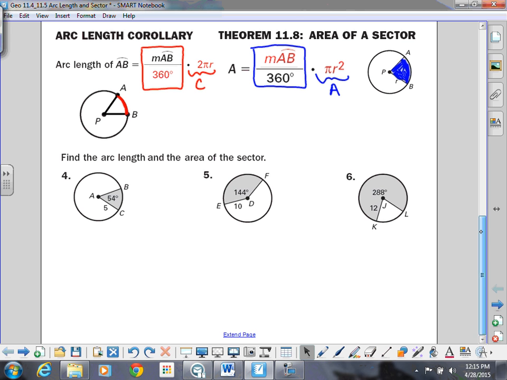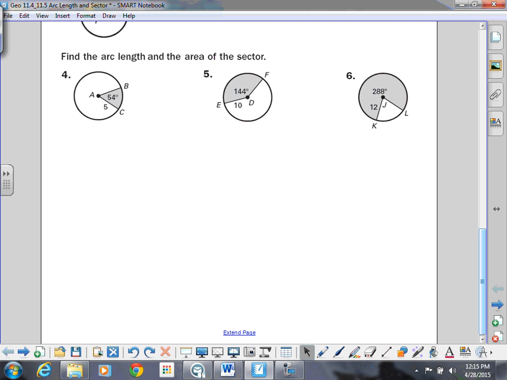So let's do a few examples. Right, in number 4, the first thing I'm going to do is arc length. They want us to do arc length and area of the sector, so we're going to do both of those. I'm going to abbreviate arc length with AL. I'm going to do my fraction. So this angle right here is 54 degrees out of 360.